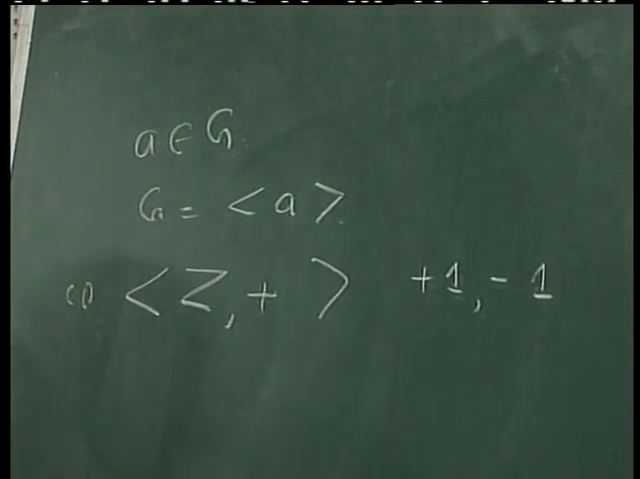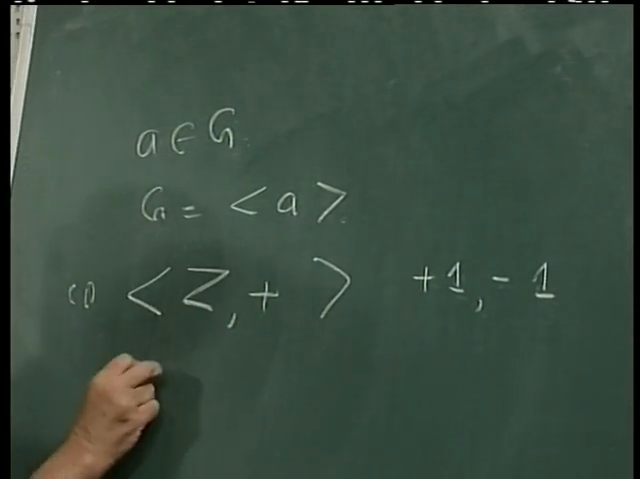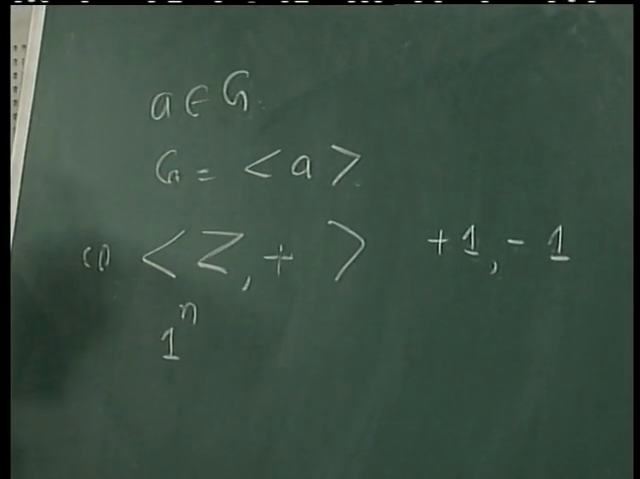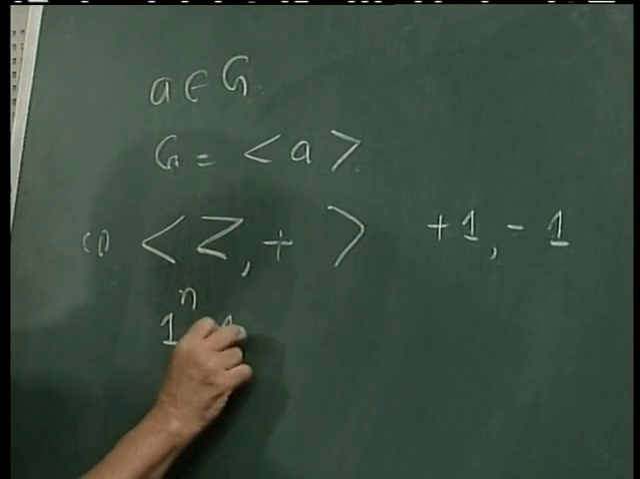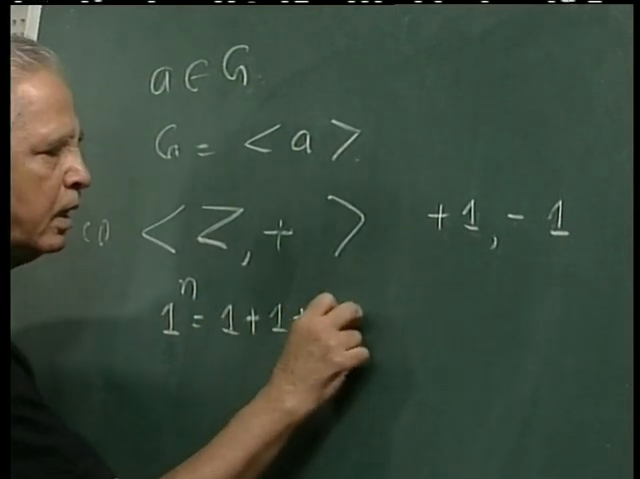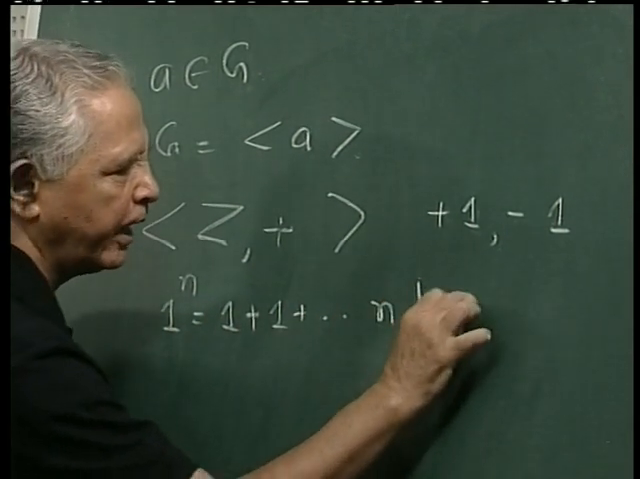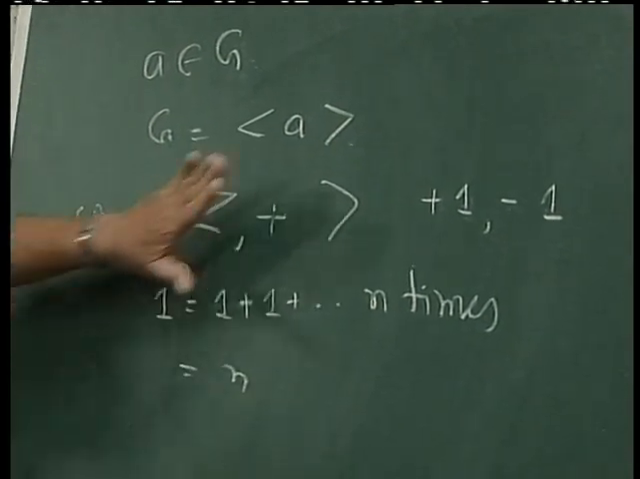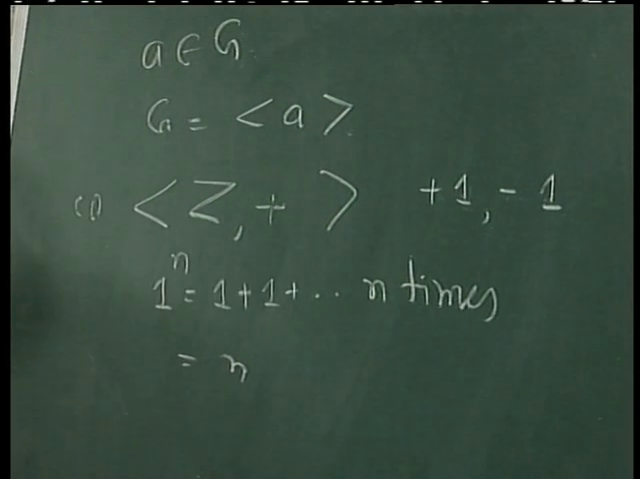And we take note here that when we write 1 raised to n, our operation is addition, and so it comes out to be nothing but 1 plus 1 plus 1, n times, and that is equal to n. So we should be careful here when we take 1 raised to n.